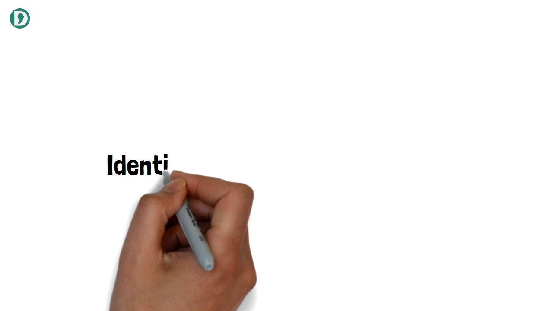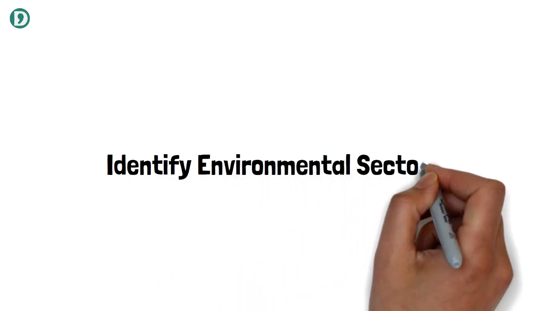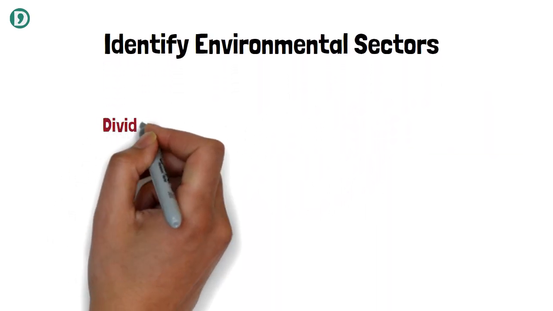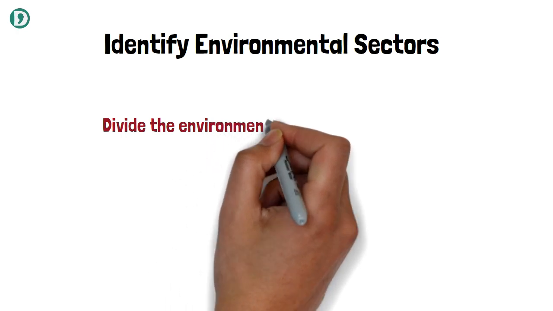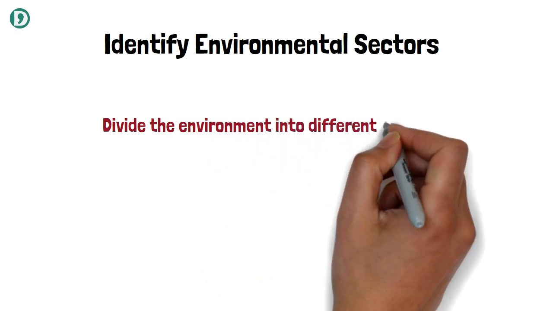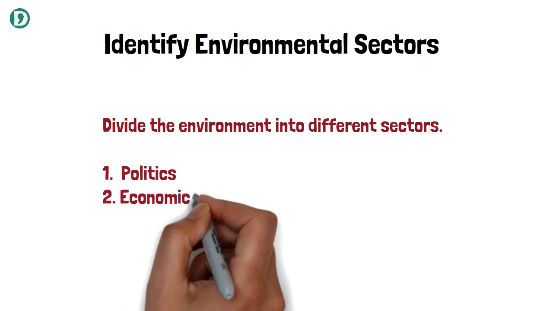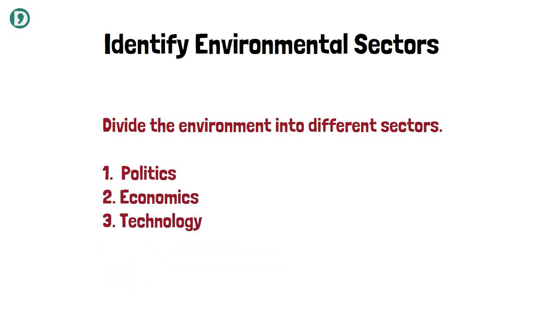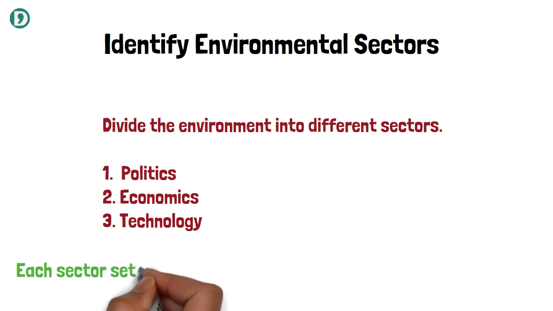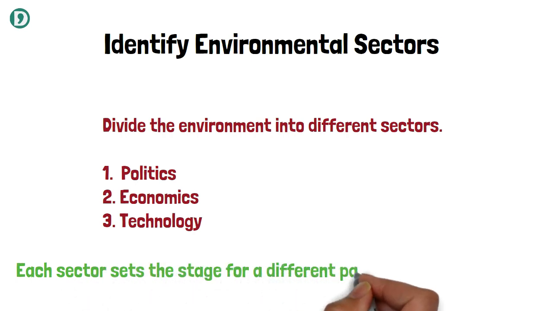Now, the first step is to identify environmental sectors. First thing, divide the environment into different sectors. Think of them like the major landscapes in your business journey: politics, economics, technology, and more. Each sector sets the stage for a different part of our strategic story.